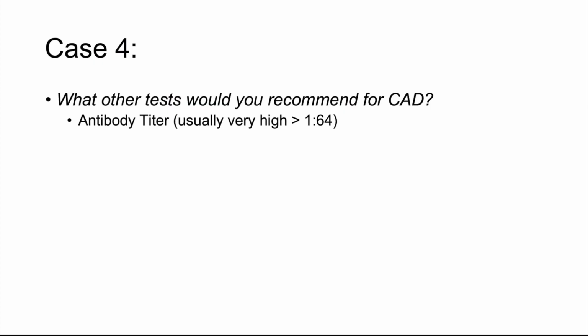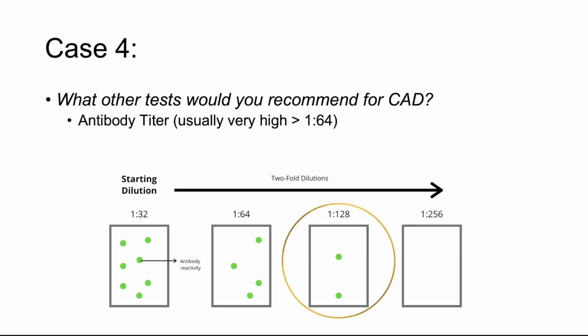You could do a cold agglutinin titer, which is usually quite high, and it could be greater than 1 to 64. And with titers, you're just doing a dilution.